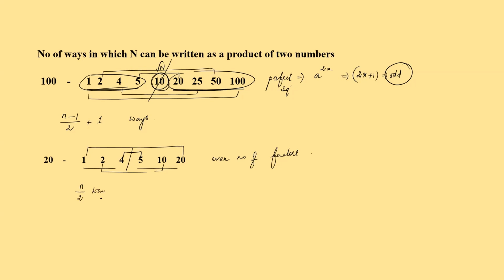So if there are 6 factors, then the number of ways in which that number n can be written as a product of its factors is nothing but 6 divided by 2, which is 3 ways. Here the 3 ways are 1 into 20, 2 into 10, and then 4 into 5. That's it. So these two things, if you remember, then that is going to be much easier, right? So with this much knowledge, let us now enter into the questions.